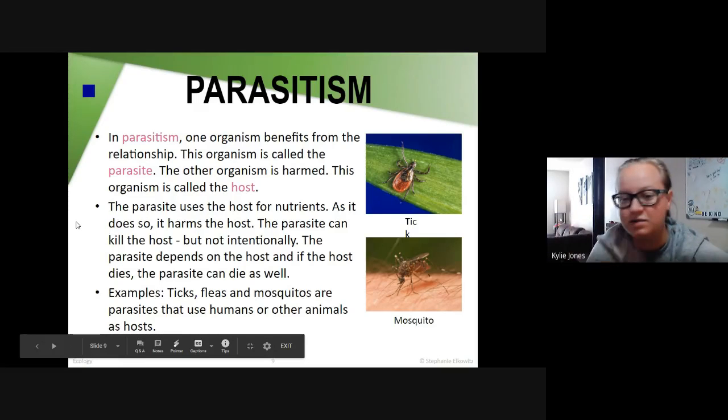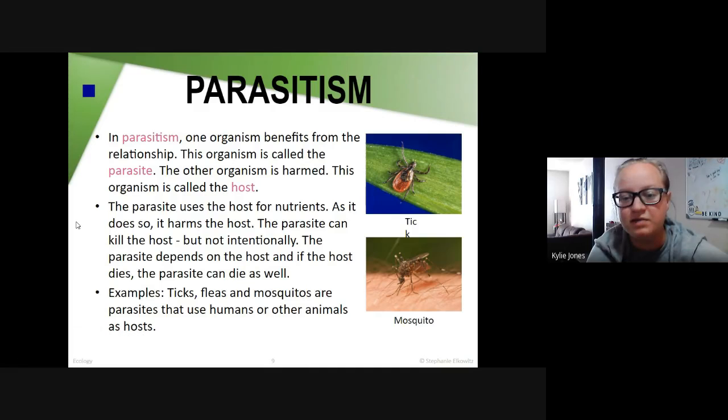Same with mosquitoes. They also suck blood. All of these things, they need your blood to survive. But if you flick them off or you get them off, they're not going to survive unless they're on you, right? So they need the host organism to survive. And the host organism is usually harmed by them. Let's say it's a mosquito. We get bit, it's itchy, it's not fun. Depending on if the mosquito has a disease, we could get that disease, all kinds of things like that.